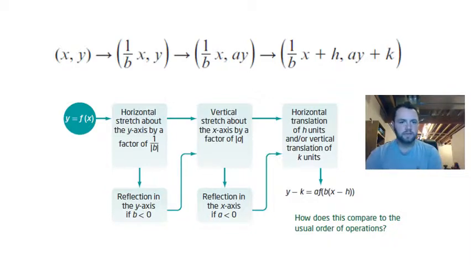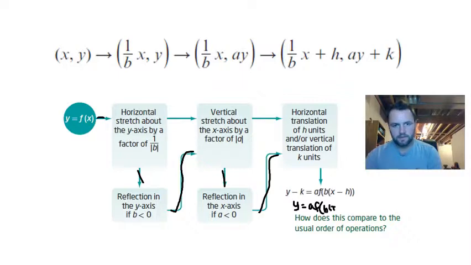So again, horizontal stretch, and is there a reflection? So we're kind of going this way. Is there a reflection? We go up to vertical stretch. Is there a reflection? Go up to our translations. And we end up with this, which I more often write as A times F of Bx minus H plus K. Okay, so that's a couple tools that we have in our toolboxes so far for 1.3.